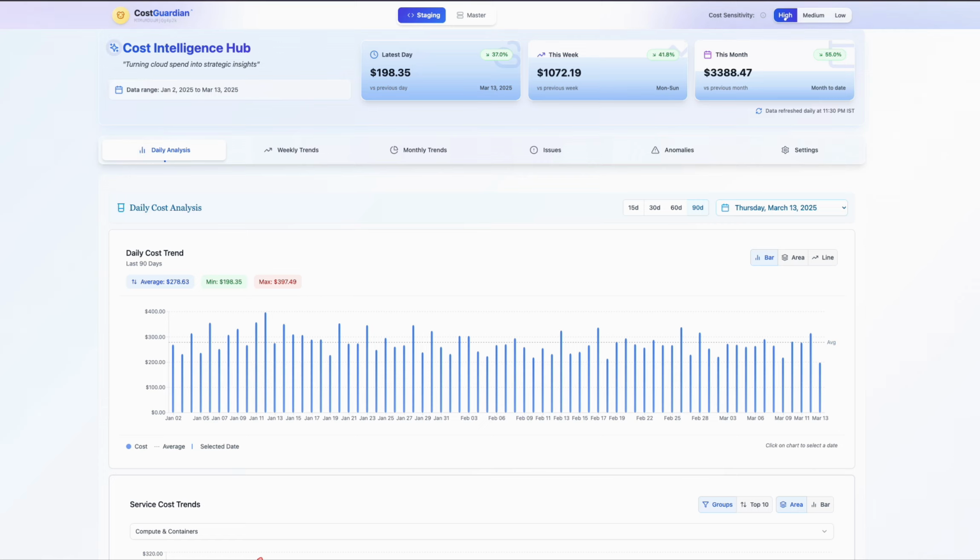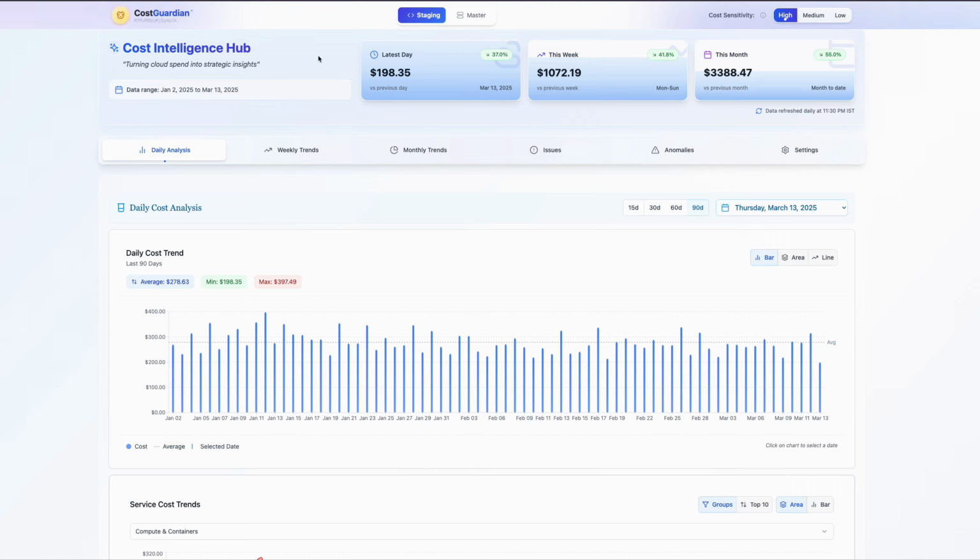When you load CostGuardian, at the top itself you will see multiple different accounts. In our case we are seeing two accounts, staging and master. In your case it could be multiple accounts or a single account, based on the number of accounts that you have linked to CostGuardian.